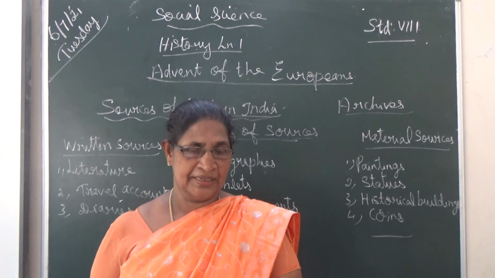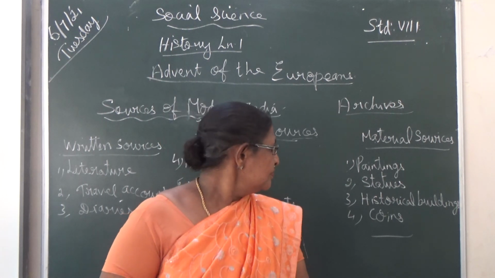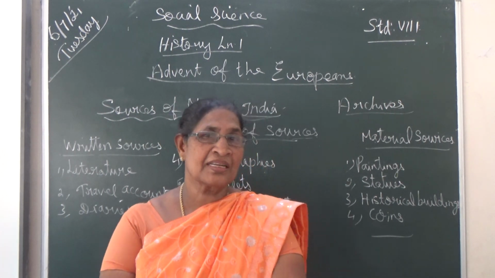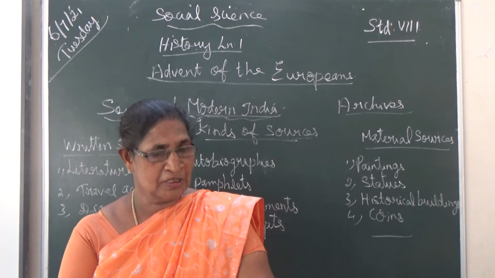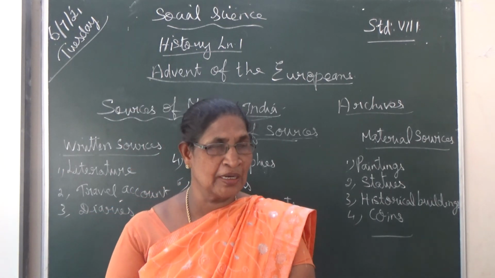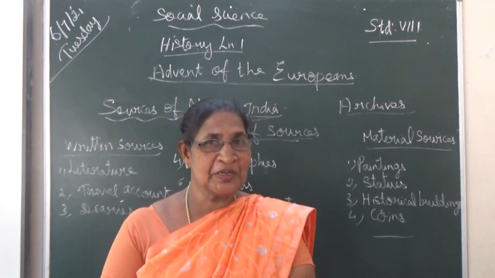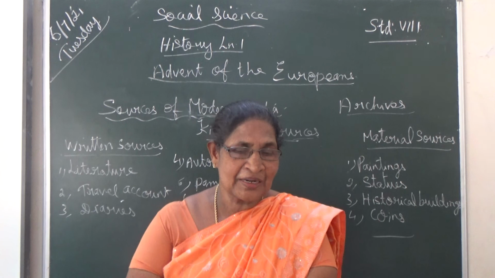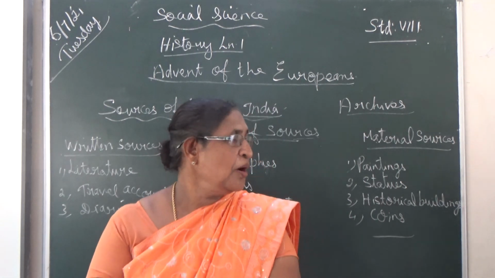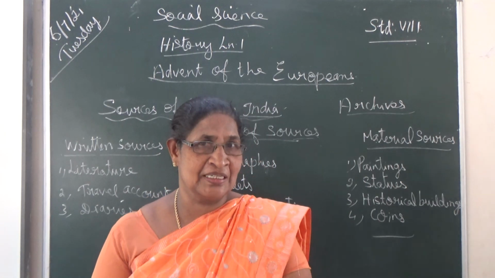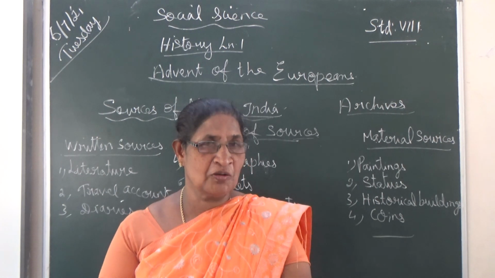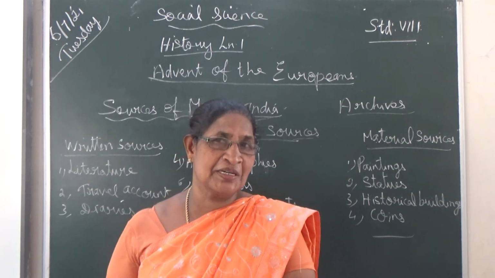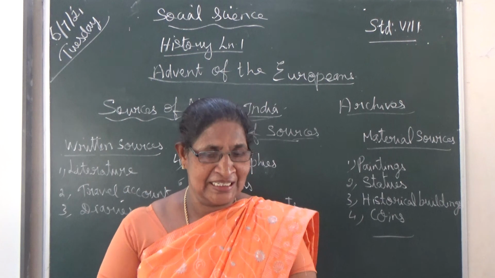Okay. Then coins. Coins are material sources. They are a good source to know about administrative history. Administration means relating to management or government, the ruling of the government. So from the coins we know about the administrative history.